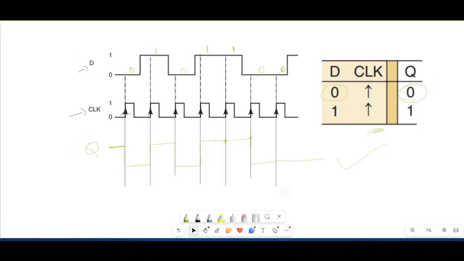So this is very easy. You mirror whatever you see on the D, you mirror for the output Q at the PGT of the clock signal. That's all for the clocked D flip flop. So thank you. I hope you understood.